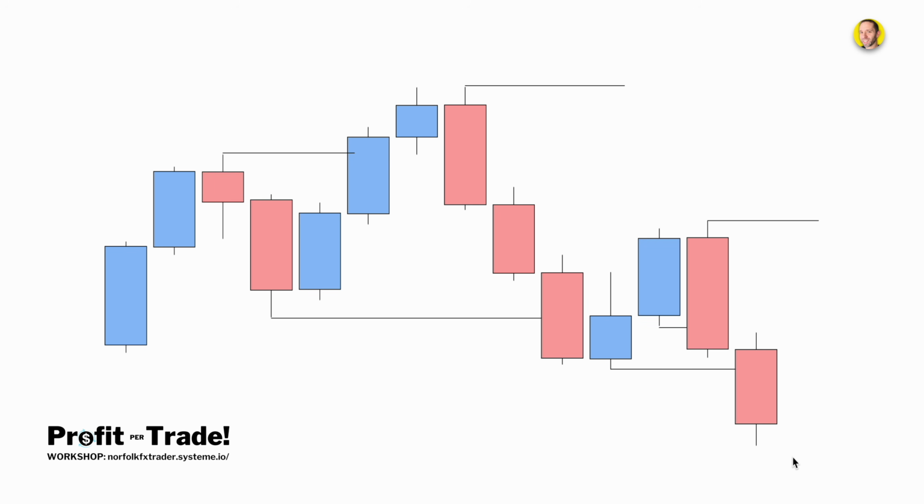Once you understand it, when we go through now to a price chart and apply this to a price chart, you'll see exactly the process you need to follow. So we'll quickly recap what we've just been through.